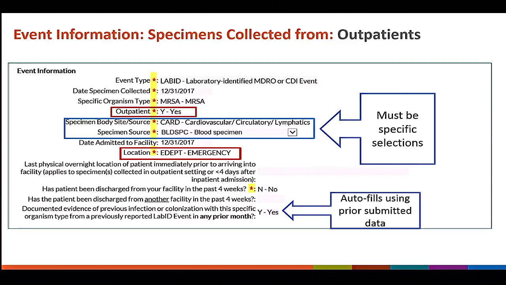And then this last question, Denise highlighted this. It autofills using prior submitted data. So in this example, if you're monitoring MRSA lab ID events for the month of March, and it's March 15th, and you have an event, but you know that you put an event in previously on March 1st, and you're wondering why that answer is no. In my case, it was yes. So I've completed February. I had an event, so it populated yes. It's because it's the prior completed month.